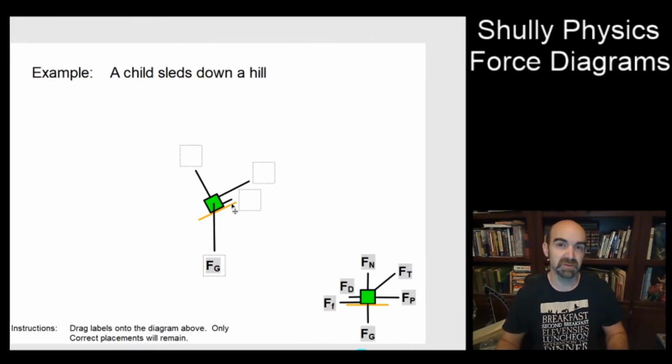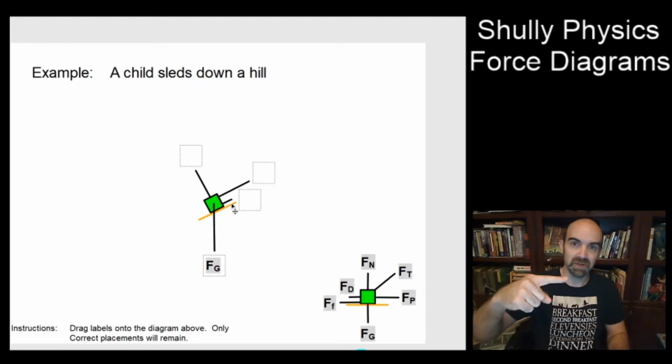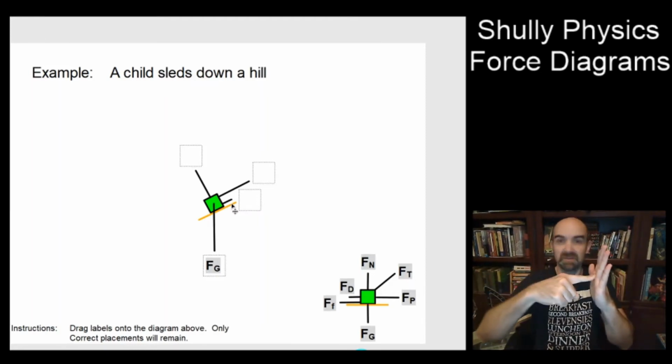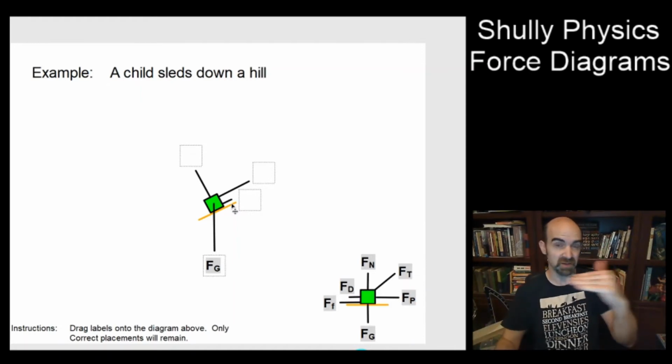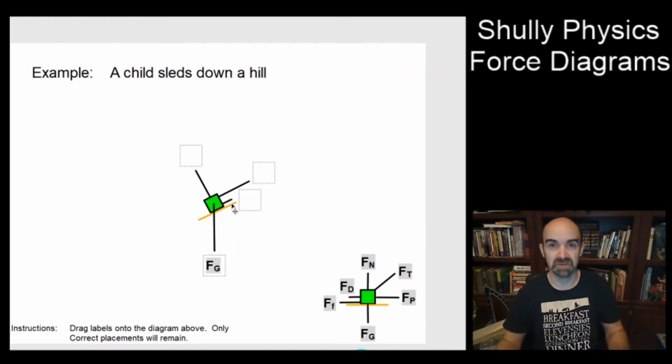For example, if I was trying to hold a brick up against a vertical wall, I'd push against the brick, and the wall would push back. So that wall would have an outward, almost horizontal pushing force, a normal force. The important thing is the word normal. Normal is perpendicular. If this orange line is the surface, then the line perpendicular to that surface is the normal force.